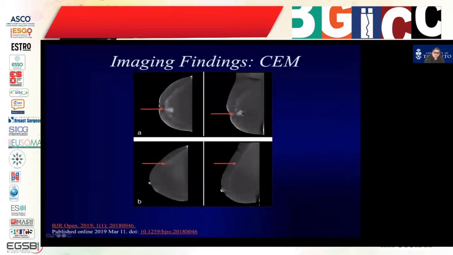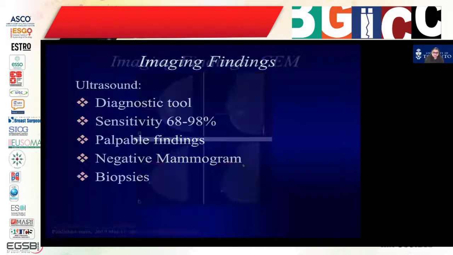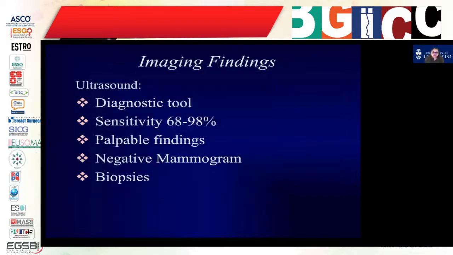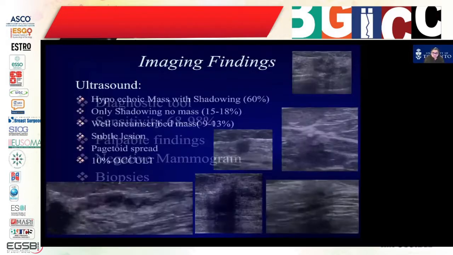It may show up as an enhancing mass, but what is more important is invasive lobular carcinomas may present as very low density, with minimal enhancement, and it can be missed on CEM as well. What about ultrasound? Ultrasound is more used as a diagnostic tool. It's used to perform biopsies, and it is used in women who present with a palpable finding and negative mammograms. And again, the sensitivity varies from 68 to 98%, very operator dependent.